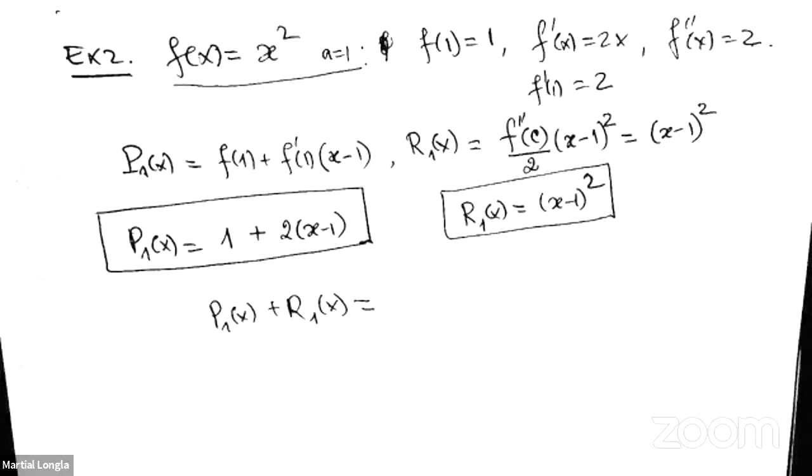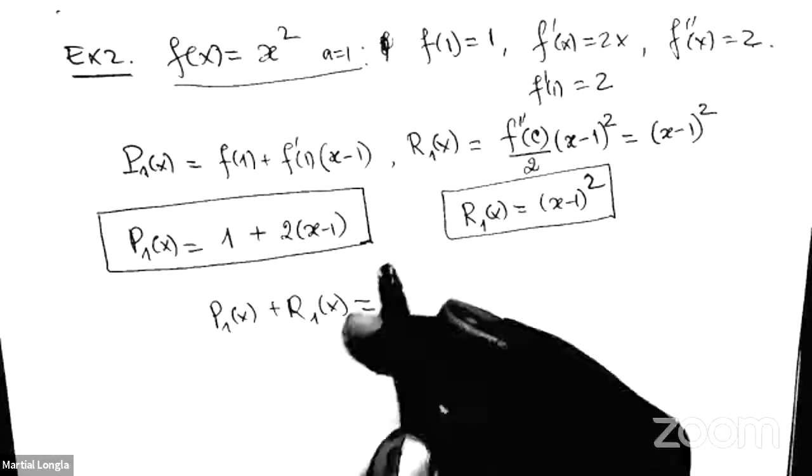P1 is the estimation. R1 is the remainder. What is the sum equal to? Wouldn't it be equal to f of x? F of x, yeah. Because we are estimating f of x and R of x is the remainder. So if you add the estimate to the remainder, what we get is f of x.